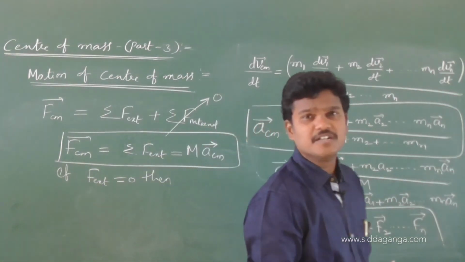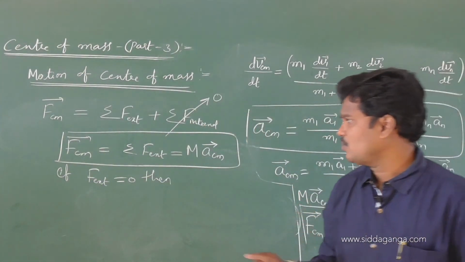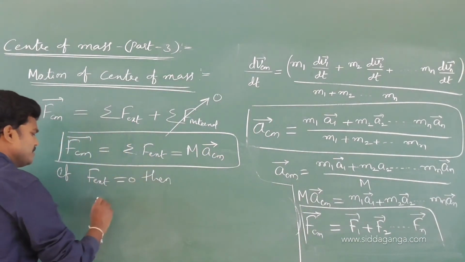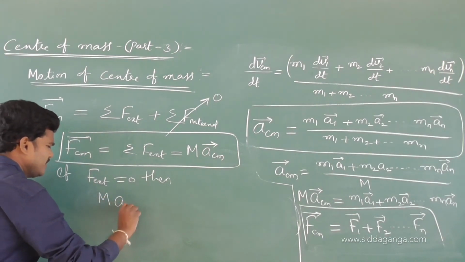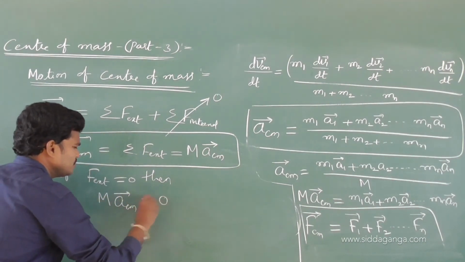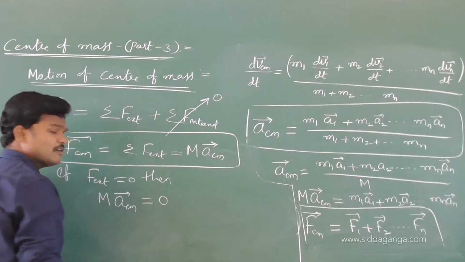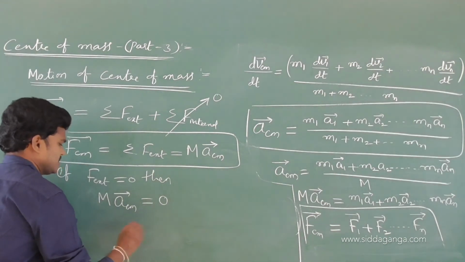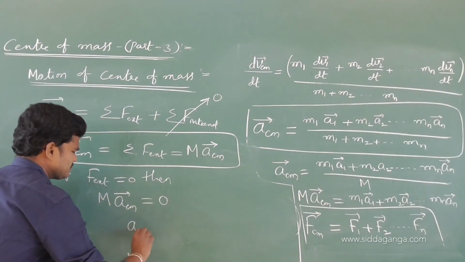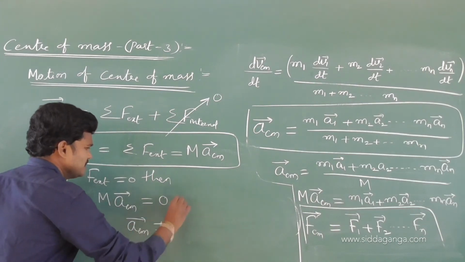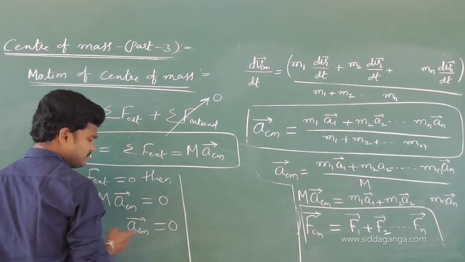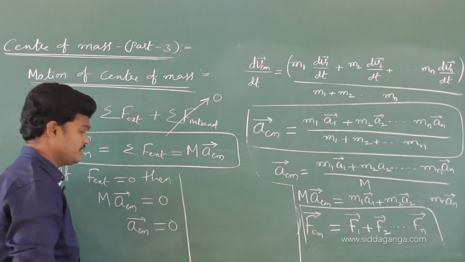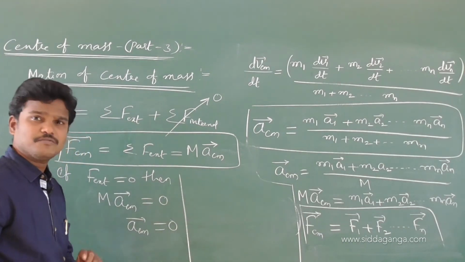Okay. If external force acting on center of mass is 0, then we can write, FCM is 0, so M ACM bar is equivalent to 0. Anyhow, mass cannot be 0, because it is a scalar. So ACM bar is equal to 0. ACM bar means acceleration of center of mass is 0 in the absence of external forces. Okay, in the absence of external forces, acceleration of center of mass is 0.